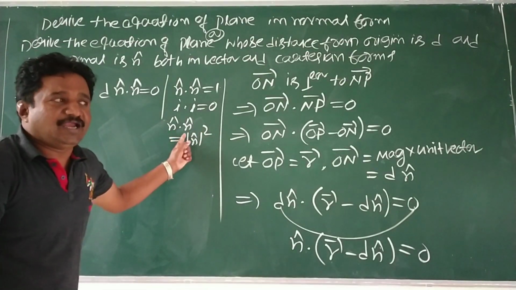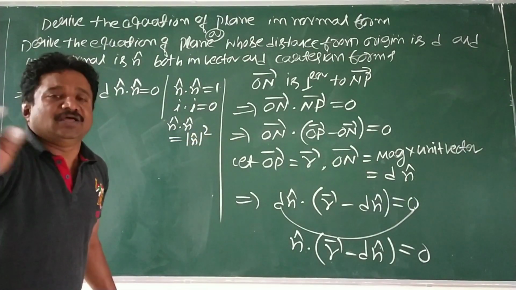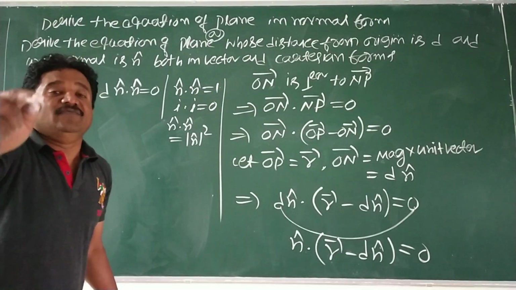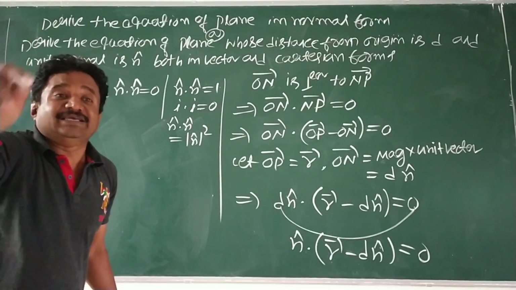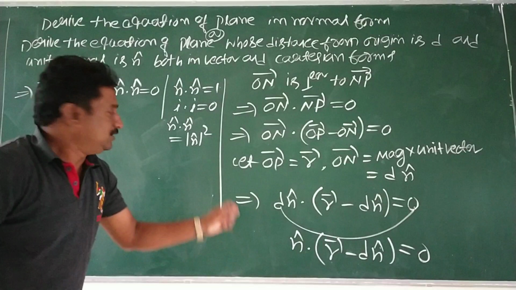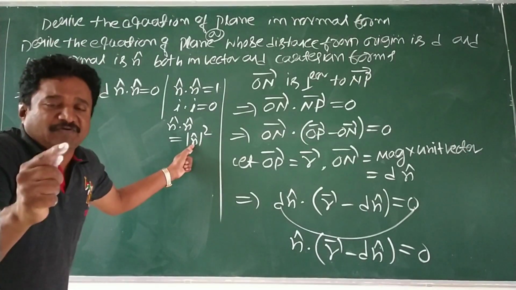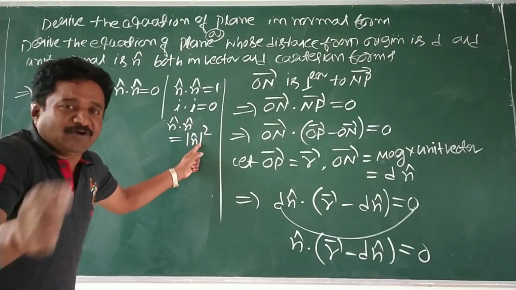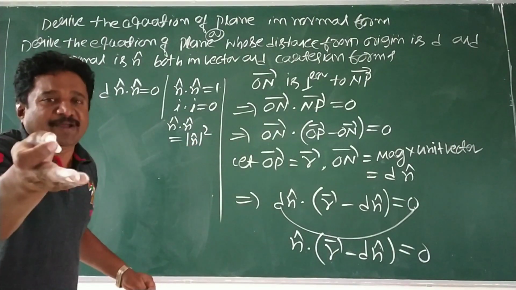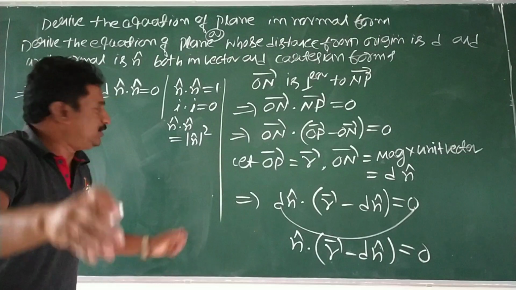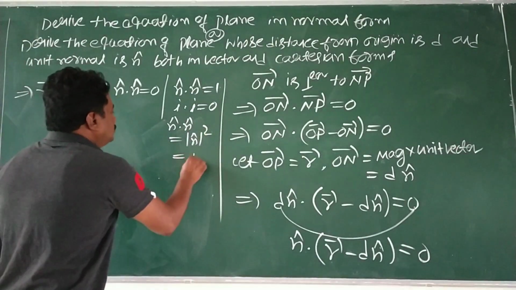What is vector A dot vector A? Vector A square. I told you in the vector chapter, whenever a square is seen in vectors, use mod. n cap dot n cap is the square of the length of n cap. n cap is a unit vector. What is the length of any unit vector? 1. Unit vector means unit magnitude. So 1 square is 1.